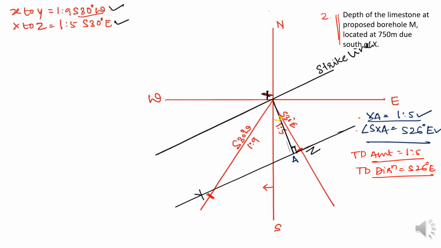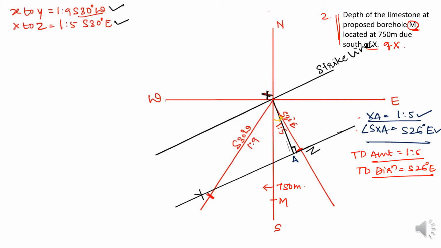They say the depth of the limestone is proposed at borehole M located at 750 meters due south of X. So from the X point, somewhere on the south line, we have another borehole which is 750 meters away, and that borehole name is M. So how to calculate the depth of the limestone at the proposed borehole M?